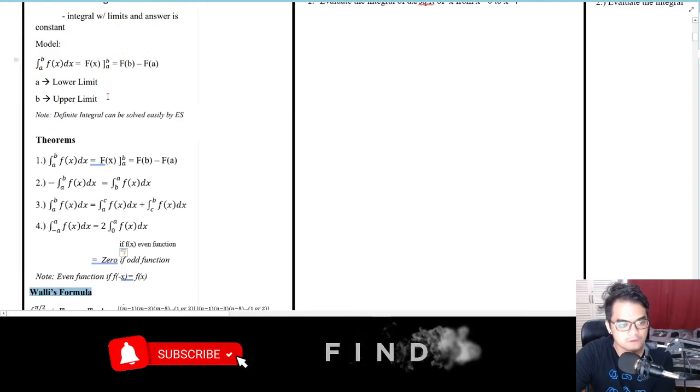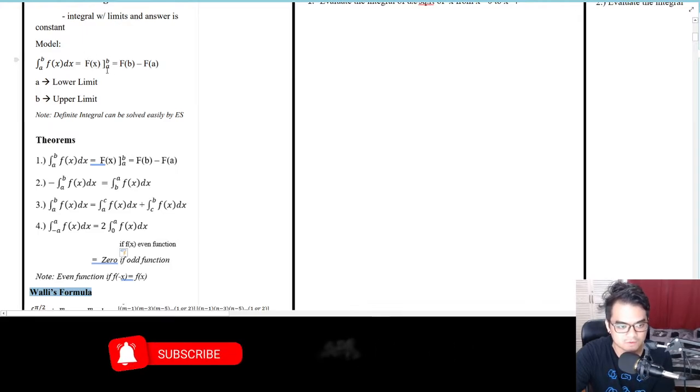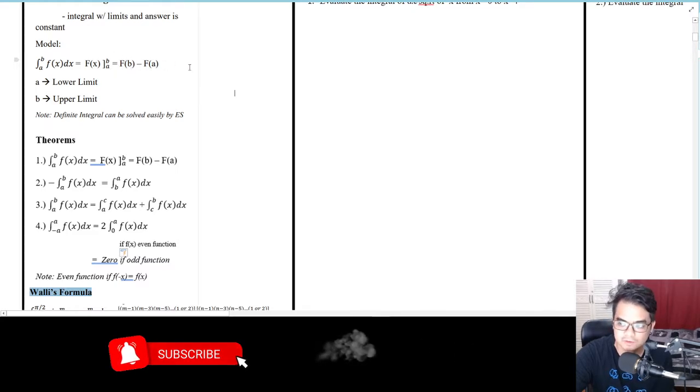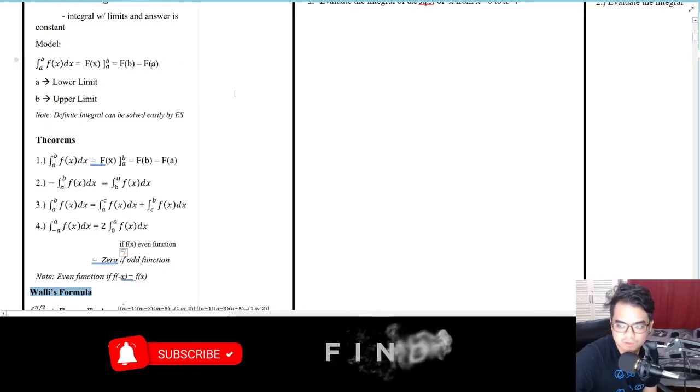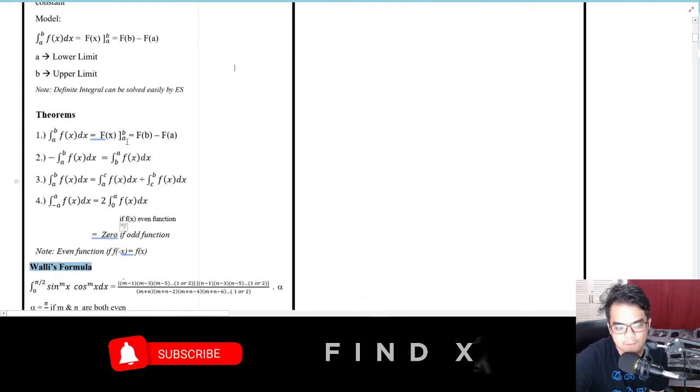So you'll have here the integral of a to b f of x dx is equal to capital F of x, with limits from a to b. And then it will be equal to F of b minus F of a. So what basically you will do here is just substitute the value of b and then minus, substitute the value of a. So a here is the lower limit and b is the upper limit.